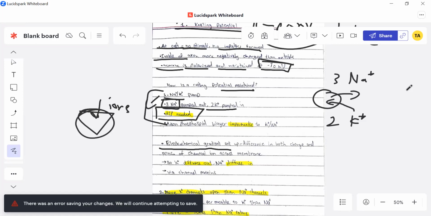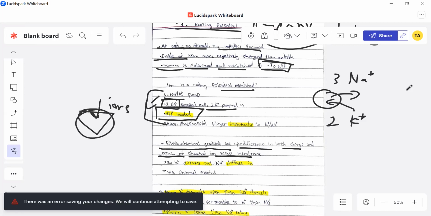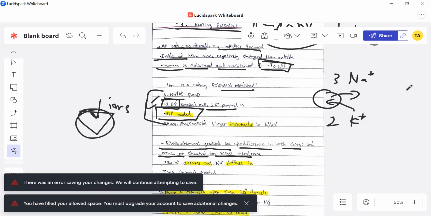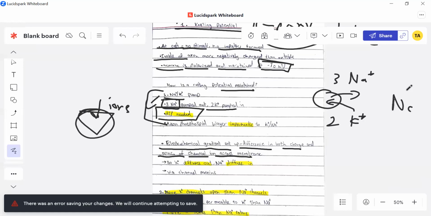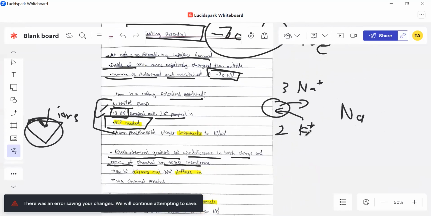Because of the movement of sodium and potassium ions in and out of the cell, you would maintain an electrochemical gradient. An electrochemical gradient is the difference in both charge and the concentration of chemical ions across a membrane. Sodium ions are constantly being moved out of the cell. Because of this, the concentration of sodium ions increases outside the cell, and the concentration of potassium ions increases inside our cells.